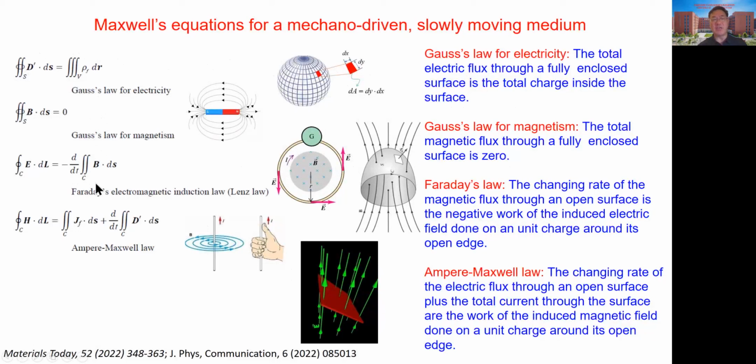The changing rate of magnetic flux is the circulation of the electric field around the edge of this loop. If you have the Maxwell law, you say the flux of the electric field through the open surface plus the total current through the open surface is the circulation of the magnetic field around the edge of this loop. So that's the physical meaning here. But we must be very careful.